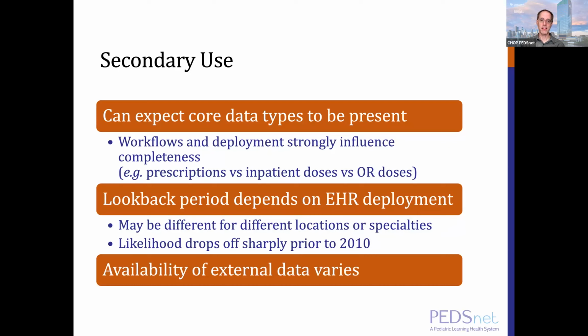Right? And then finally, as we talked about a little while ago, the availability of external data varies. So the ability of the electronic health record to incorporate data from outside sources, such as dispensing or vaccine information systems, varies both with time as deployment increased and with place as different organizations adopted those components of the EHR.